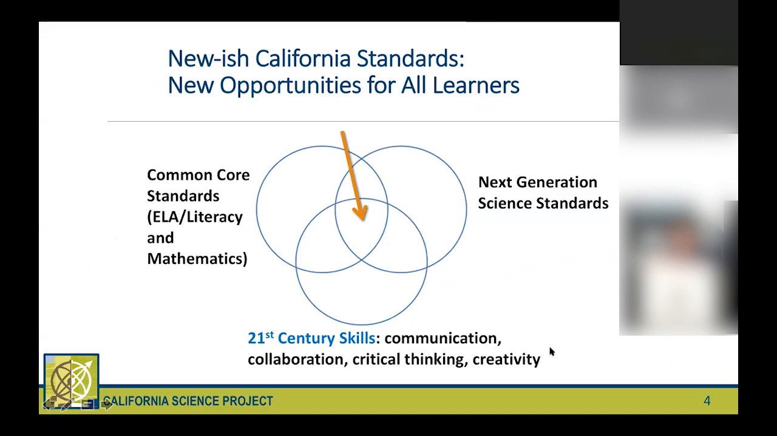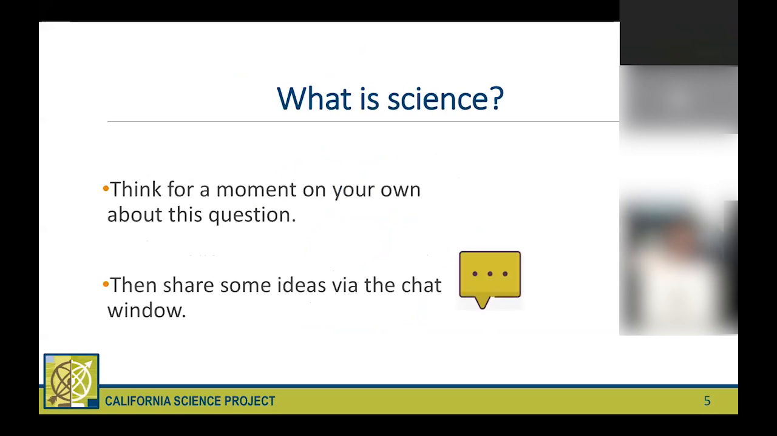In these next slides, what you are seeing is this Venn diagram that showcases how the newish, now I call it the newish because the adoption of the Common Core in California started in 2010, and the Next Generation Science Standards is dated 2013, so we are not really in the prime.